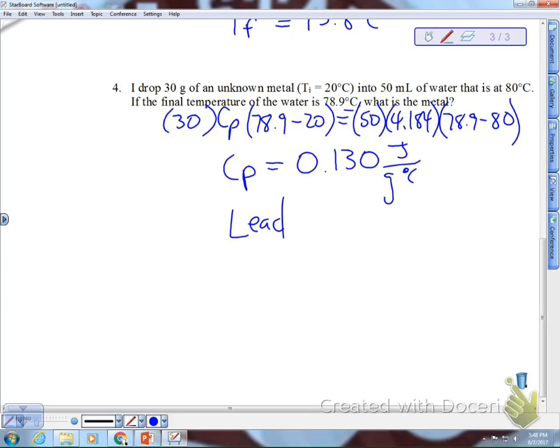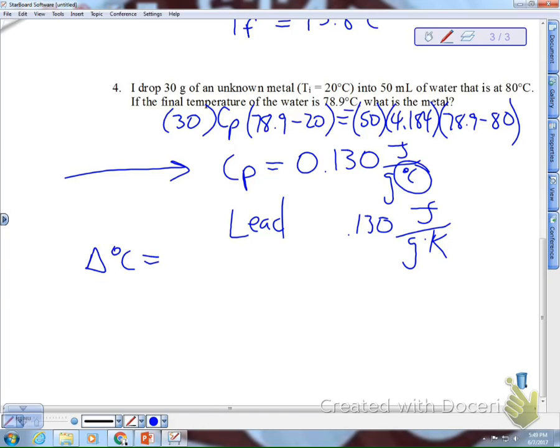I guess the only thing I want to mention here that I haven't mentioned in any of our problems is the units of the specific heat. So take a quick look back on the screen. Every time I've written it so far, it's been joules per gram degrees Celsius. And if you look on your chart, a lot of them are 0.130, for example, joules per gram Kelvin. And I want to let you know that is exactly the same thing, because a change in degrees Celsius is equal to a change in Kelvin.